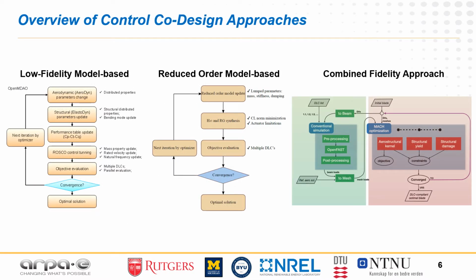Here I'm listing the three control code design optimization approaches. The so-called low-fidelity model-based control code design is developed using modeling based on OpenFAST. The reduced order model-based control code design approach uses the reduced order model. Finally, the so-called combined fidelity approach combines modeling of OpenFAST and the MAC framework.